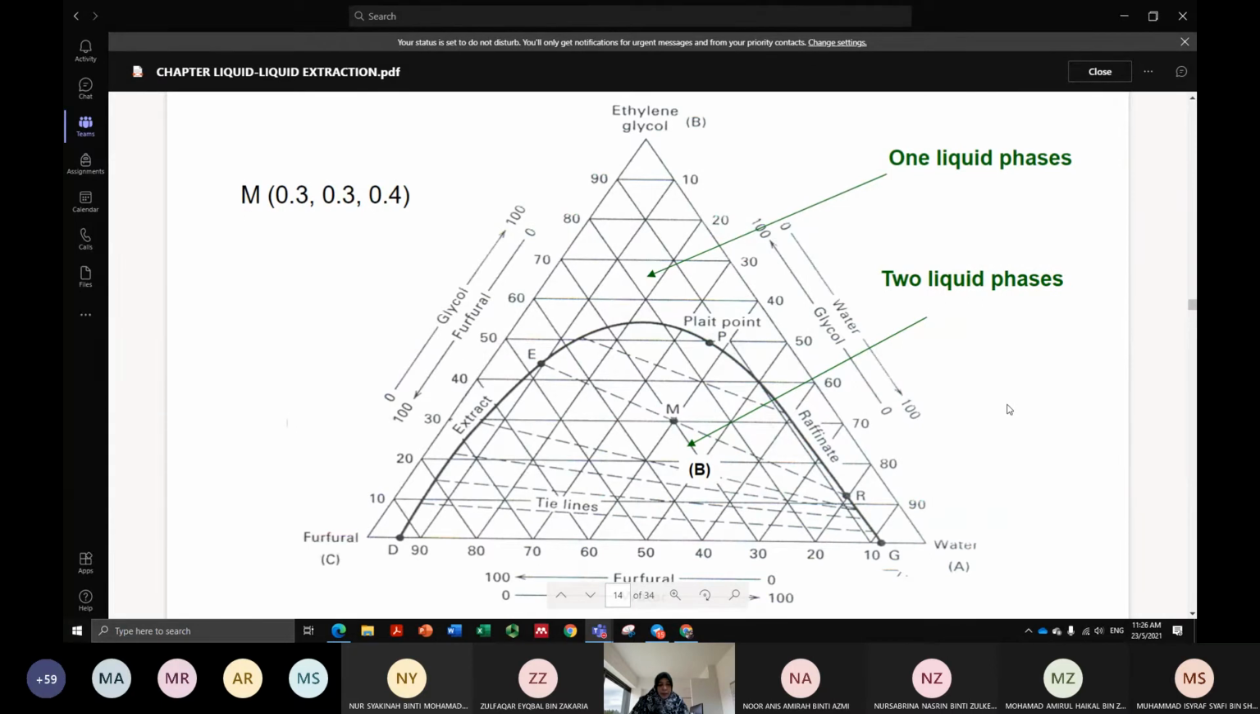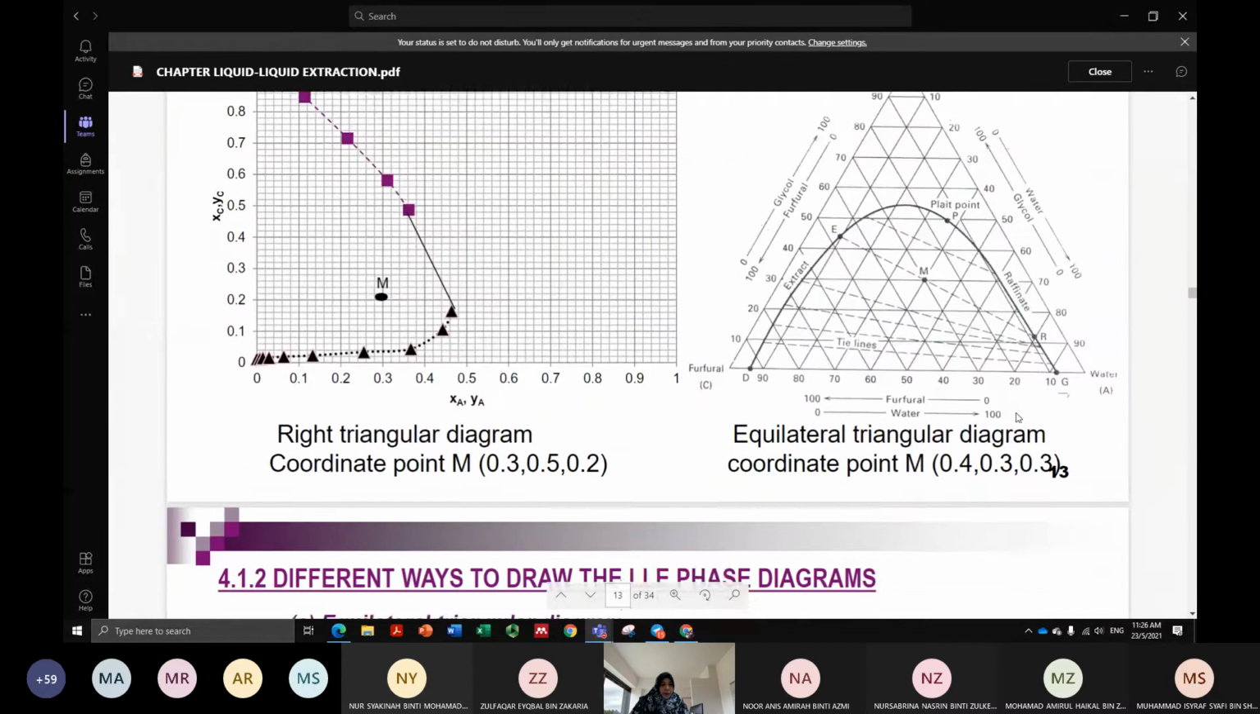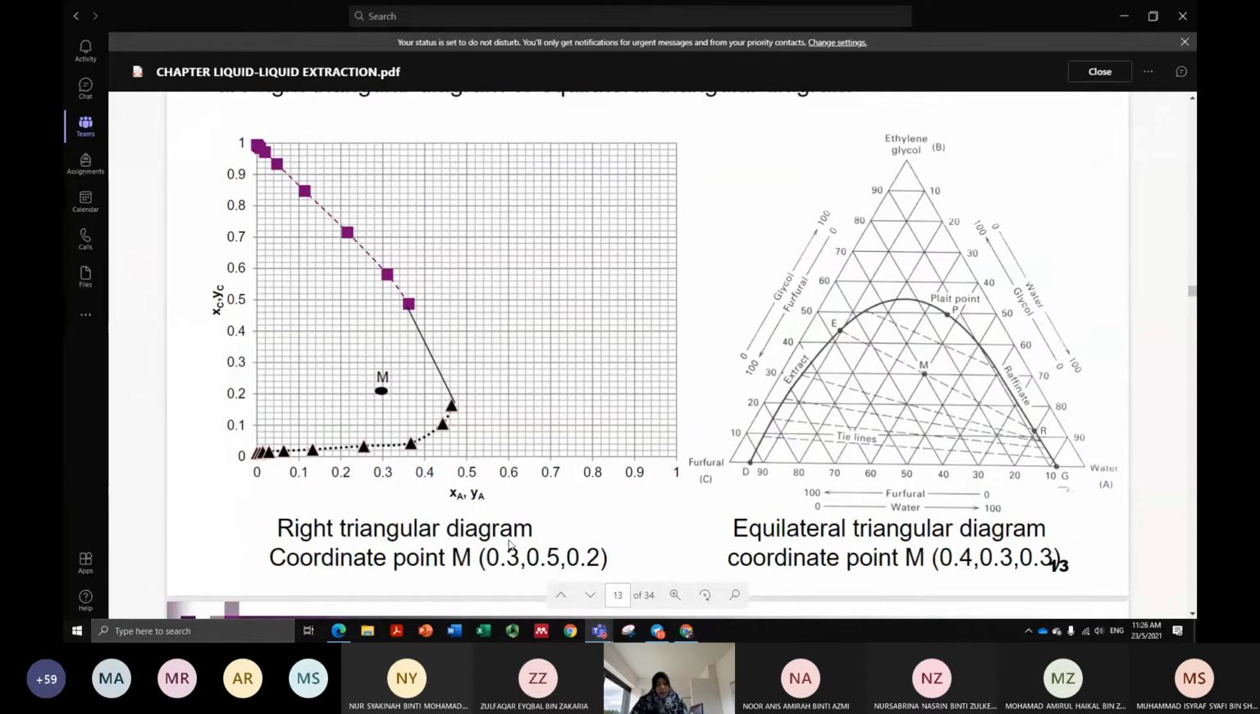Okay. So this is what we have. If you were to have a two-dimensional axis or right triangular diagram, which one is the extract layer? Which one is the raffinate layer?